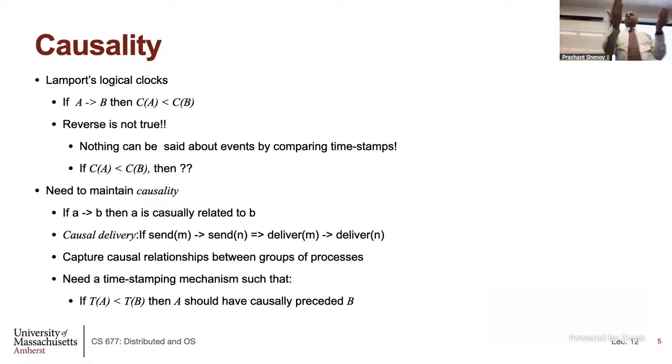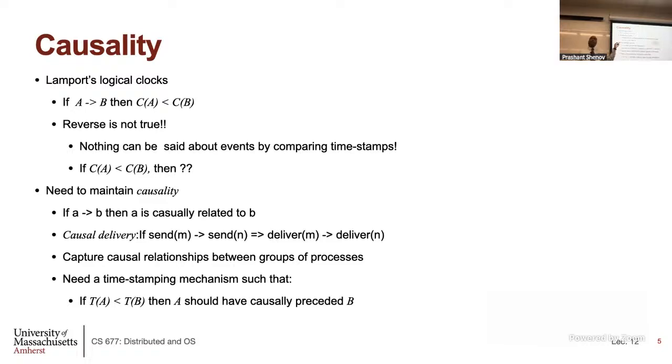Saying if one timestamp is less than the other timestamp, you should be able to say, okay, this has a lower timestamp, so this event has happened before this other event. So what we actually want is the reverse property, which Lamport's clock did not give us. Okay, it gave us one direction. So in other words, the implication has to be bidirectional, but we don't yet have that.